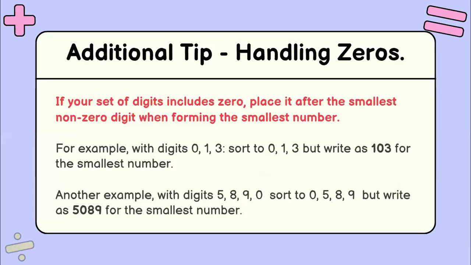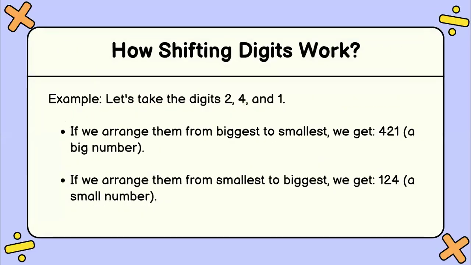Yes, here we have the numbers 2, 4, and 1. So if we arrange them from biggest to smallest, we get 421, which is a big number because we have 4 at the start, 4 at the hundreds place. But what if we arrange them from smallest to biggest? We get 124, a small number.